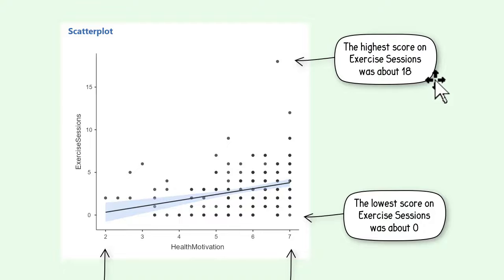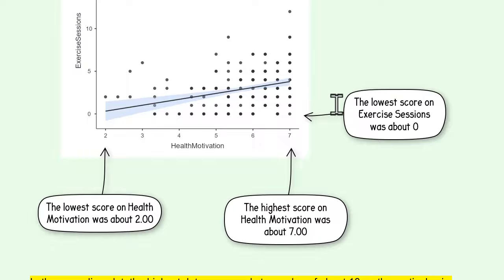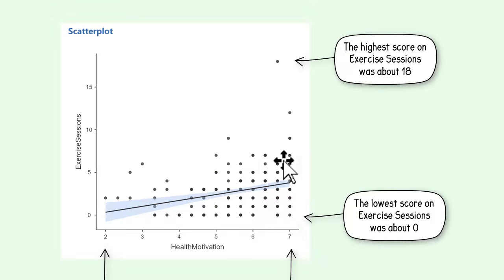Here I have a note. Highest score on exercise sessions was about 18. How do I know which score was the lowest score? Well, which score placed the lowest on the y-axis? Lowest score on exercise sessions was 0. What about the x-axis? What if he asked us about the x-axis? Well, the lowest score on health motivation on the x-axis was about 2, and the highest score on health motivation on the x-axis was about 7. That is how you make sense of a scatter plot, to identify the lowest score and the highest score on the predictor variable, and identify the lowest score and the highest score on the criterion variable.